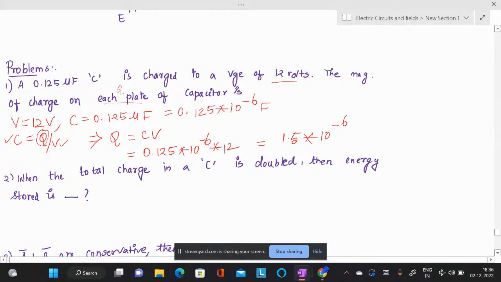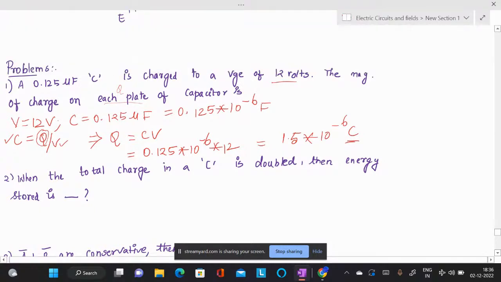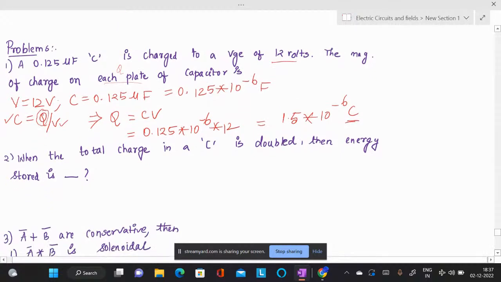What is the unit of charge? The unit of charge is coulomb and represented by the letter C. Okay. Next one: when the total charge in a capacitor is doubled, then the energy stored is?